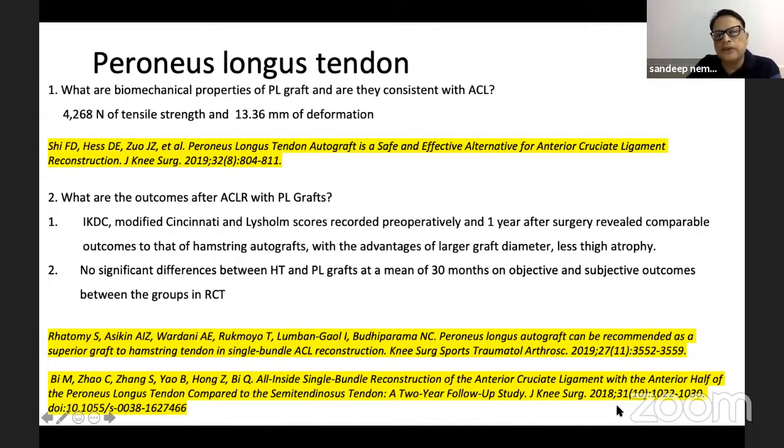And there is no significant difference between the hamstring tendon and peroneus longus graft at a mean of 30 months on objective and subjective testing between the two groups in the RCT, the lower one.